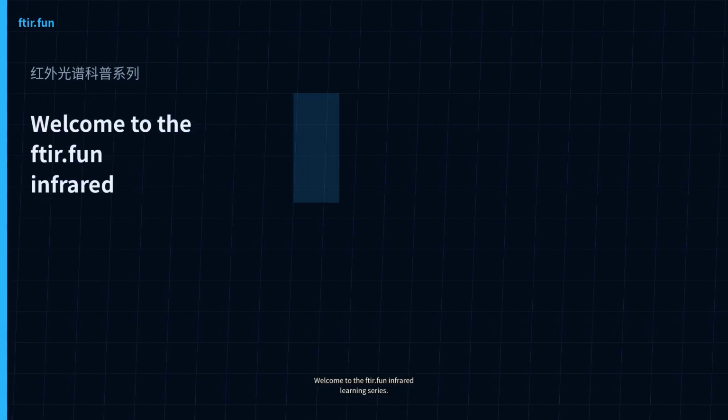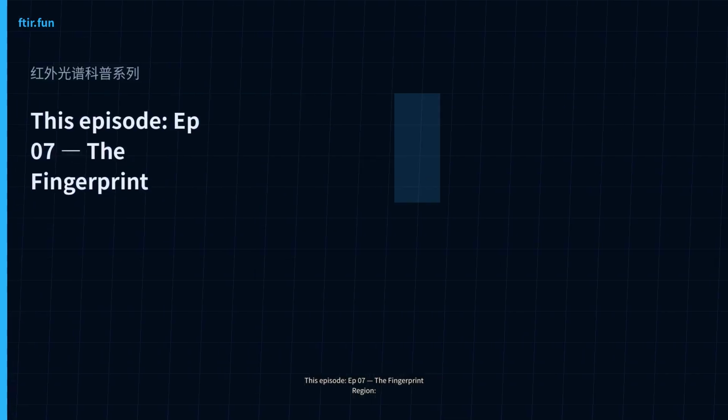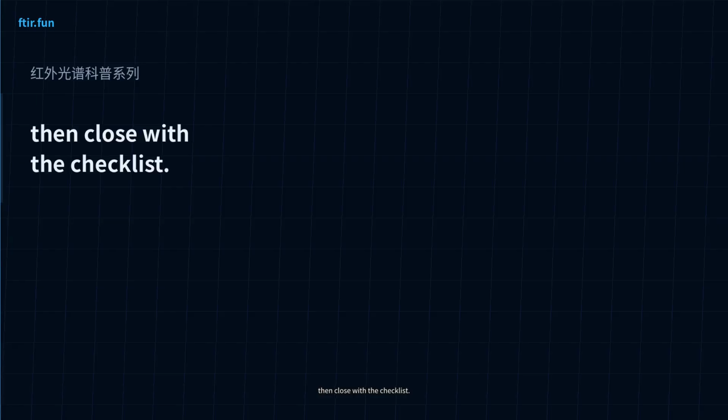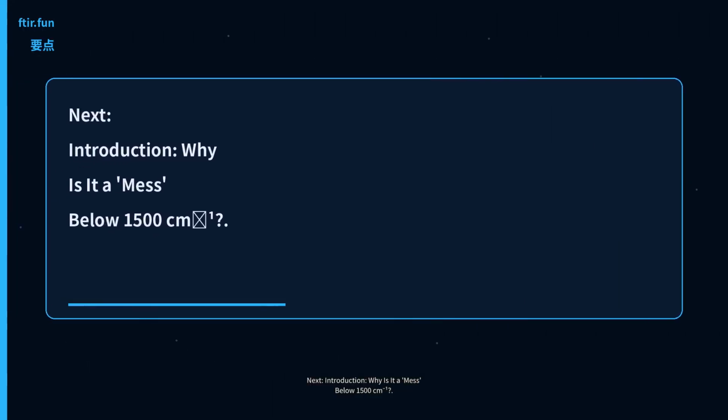Welcome to the Ep07 Infrared Learning Series. This episode, Ep07: the fingerprint region, the molecule's ID card. Then we close with the checklist. First, why is it a mess below 1,500 centimeters?